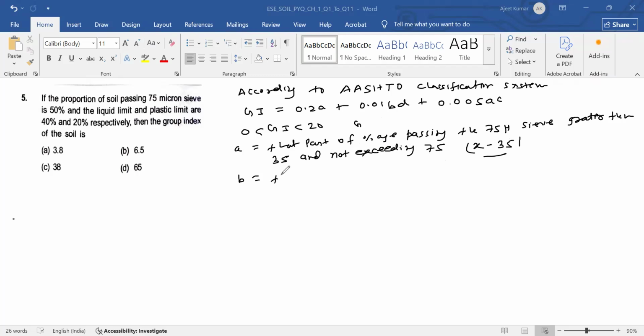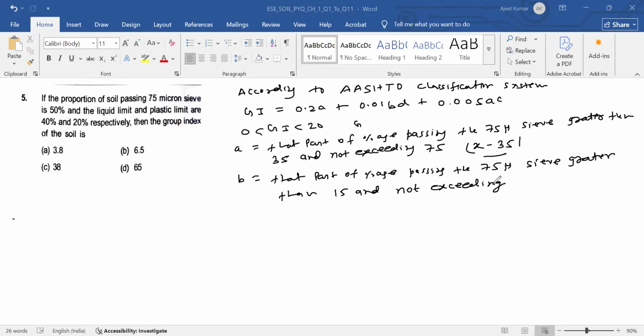What is B? B is that part of percentage passing the 75 micron sieve greater than 15 and not exceeding 55, expressed as a positive whole number, that is 0 to 40, and this is x minus 15. You can calculate it as x minus 15.